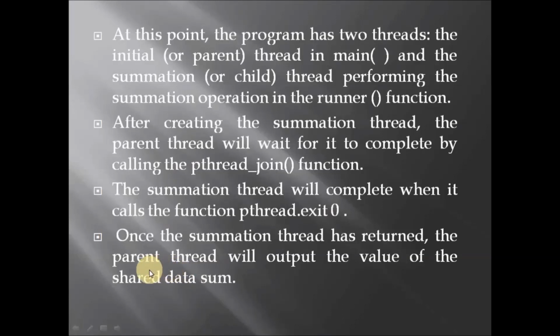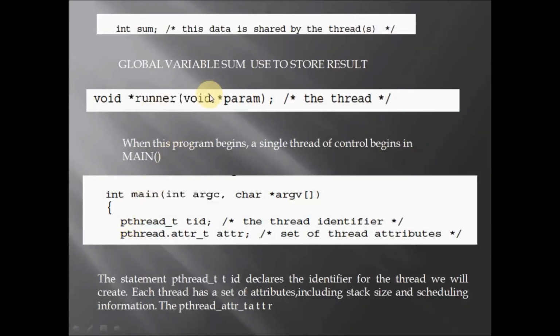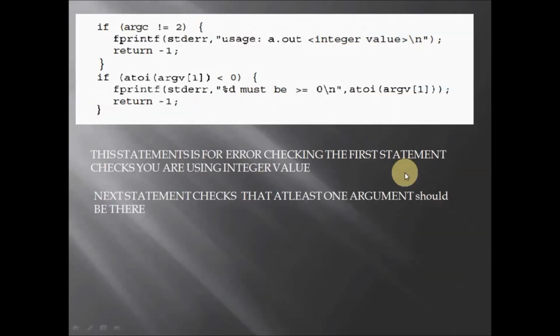Understand guys? One thread is to display the result, one thread is to calculate the summation. Summation will be calculated in the child. The result will be displayed by the parent. So I hope you understood the concept.